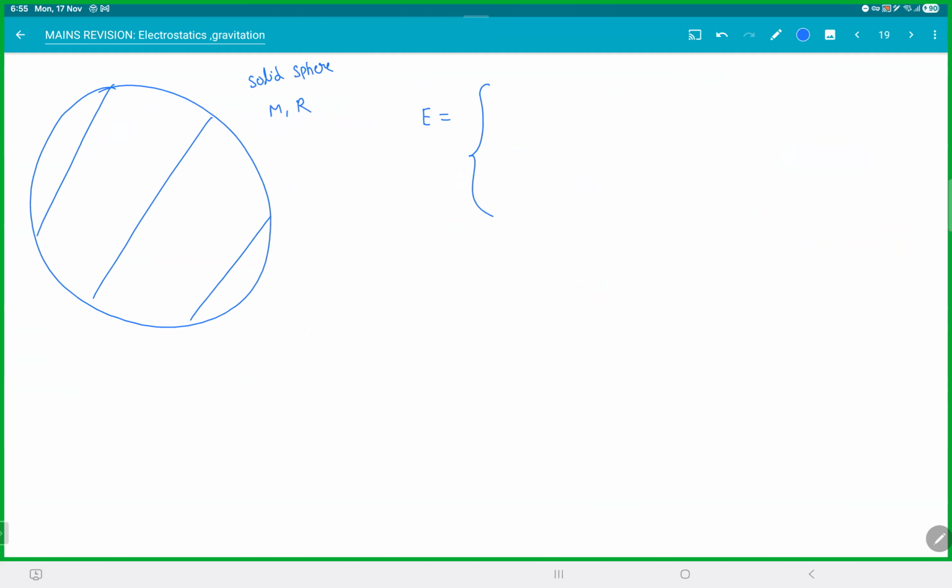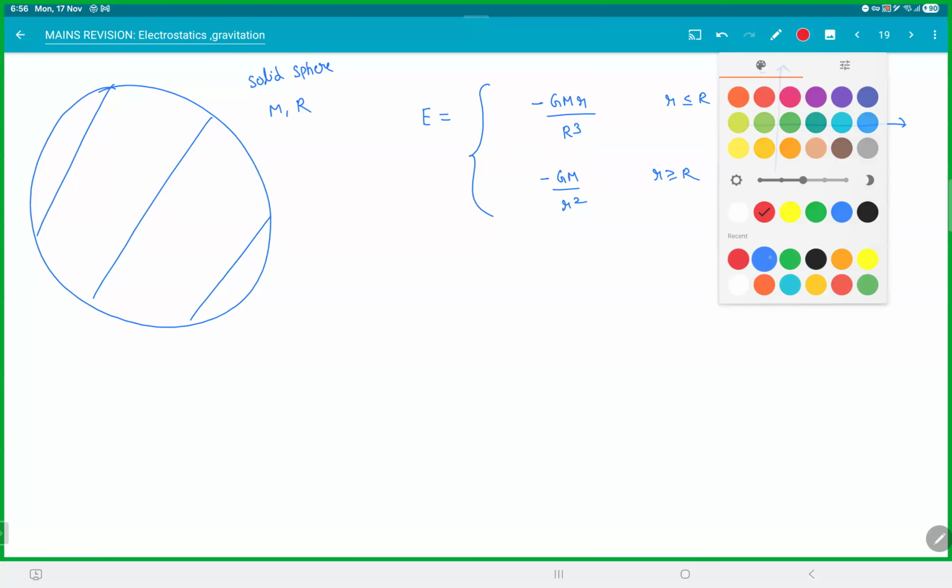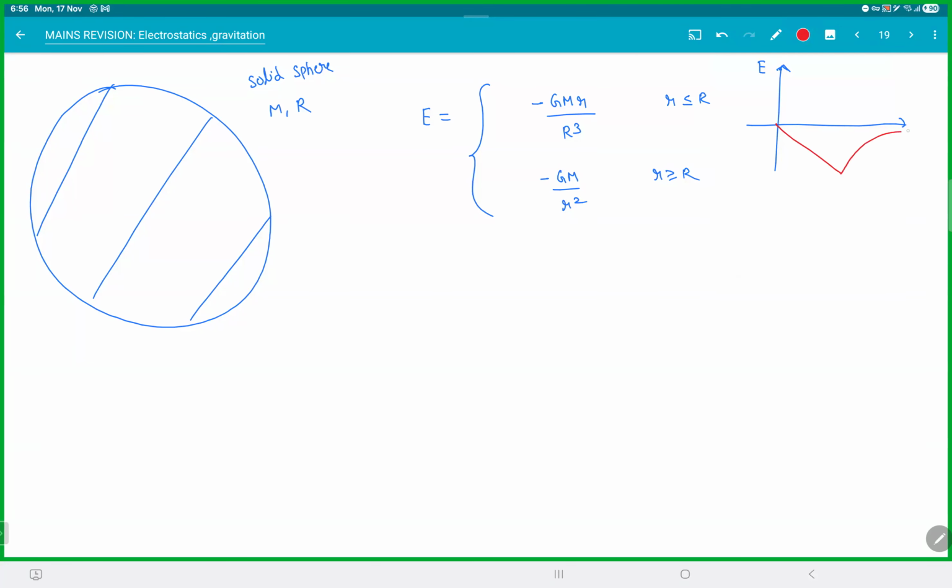So what is the field formula? Minus GMx by, or I'll take small r, small r is the distance from the center, by R cube. Outside will be minus GM by r square. This is for r less than R and r greater than or equal to R. The graph is also important. Remember, this is a negative sign, so the graph will actually be below. It will be like this and then decays.